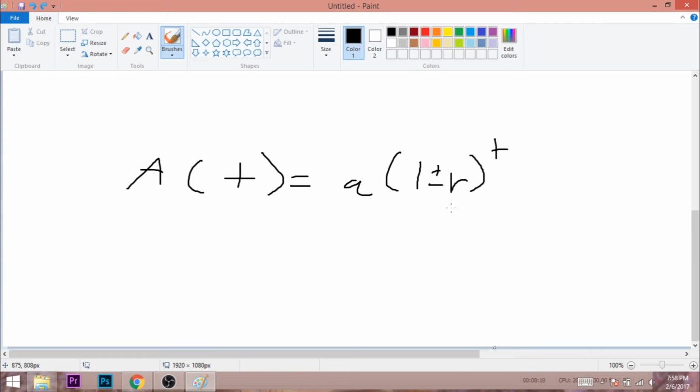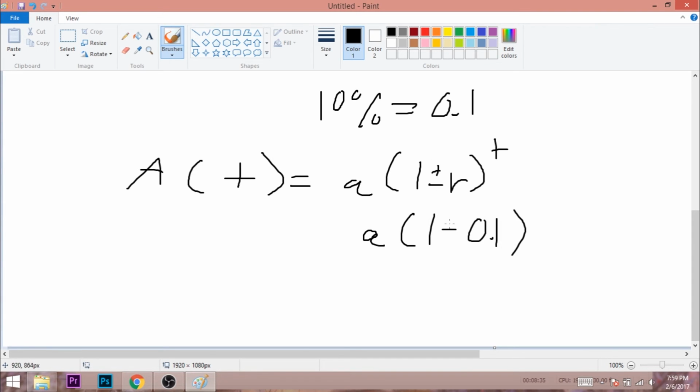So decaying, you would subtract, but in order to get the ratio, usually you get a percentage, like let's say 10%. You convert that into a fraction, which is 0.1. And you would have A times 1 minus 0.1. Let's say if you were to lose 10% every time, right? And that'd be A times 0.9.